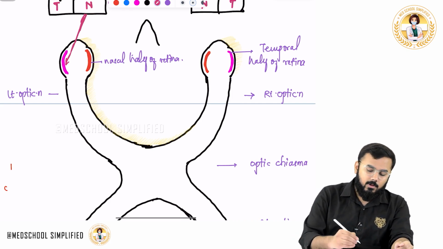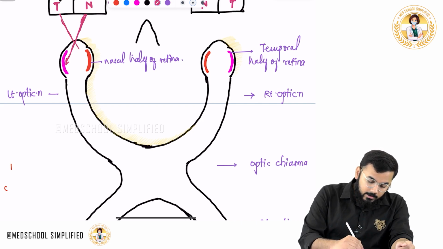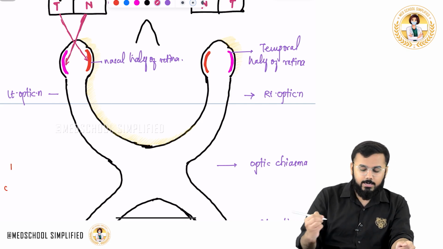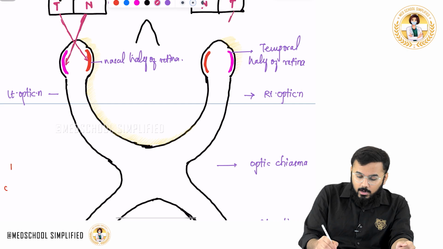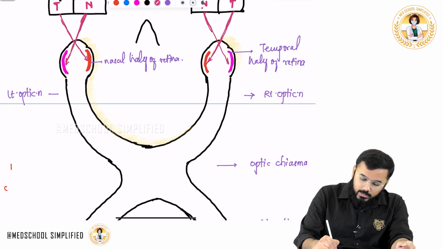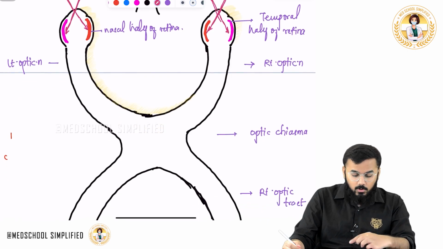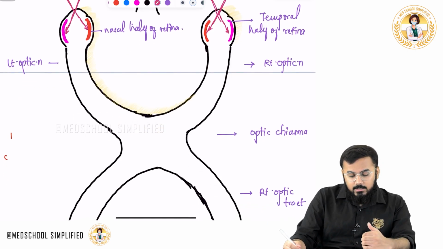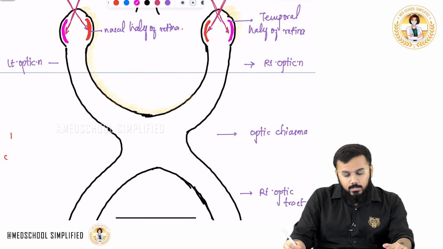In the same way, whatever images are formed by the temporal field of vision are taken up by the nasal half of the retina here. In the same way here, all the images of the temporal half are taken up by the nasal half, and all the images of the nasal half are taken up by the temporal half here. Clear?